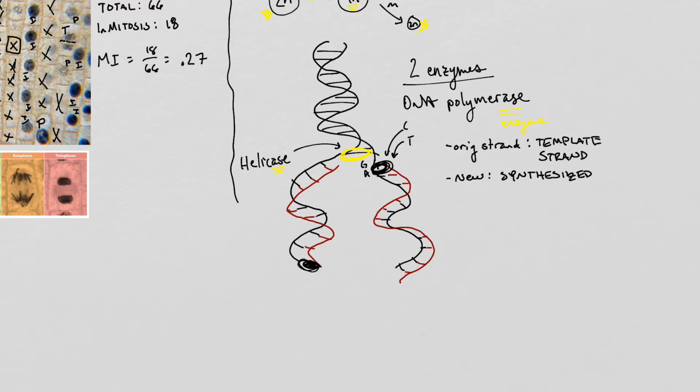Now, next year in HL, you're going to learn a lot more information about how DNA replicates. It's actually a really complex process. The only thing you need to know this year is that DNA polymerase adds the new bases on to make the new strand. It uses the original strand as a template and synthesizes a new strand off of that. And helicase is the enzyme that unzips this double helix to expose those strands so that the DNA polymerase can do its work.